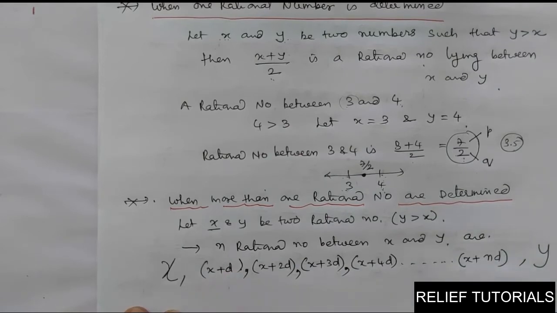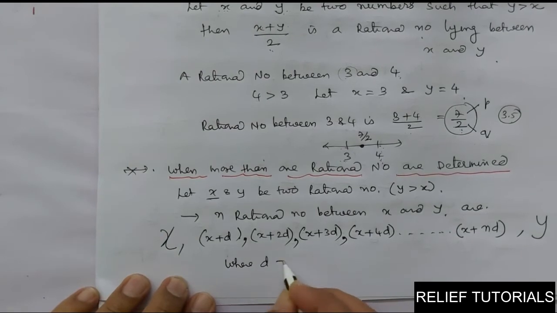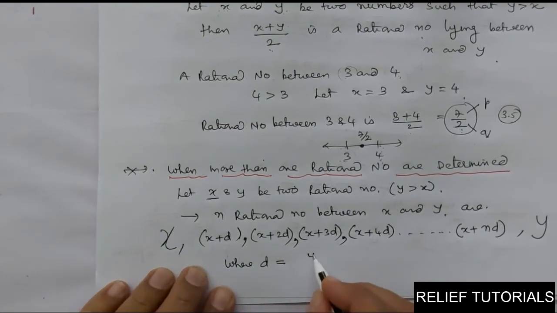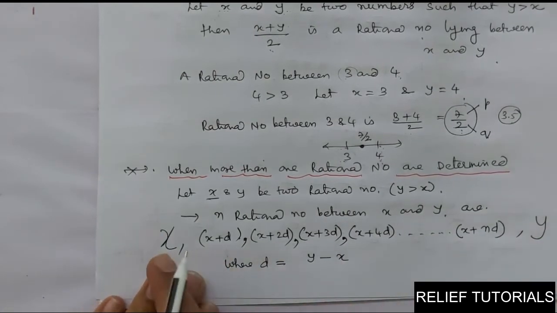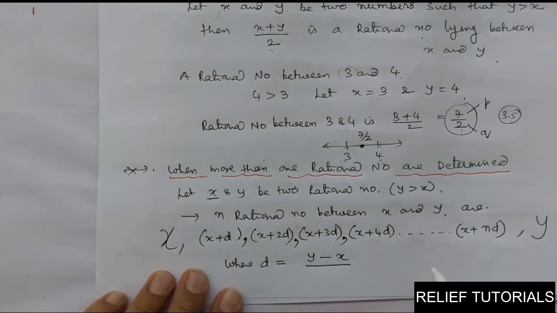Sir, what is d here? Question arises. So where d is y minus x. That is the difference of these two given numbers, y minus x. Y is bigger, x is smaller. So when you subtract a smaller number from a bigger number, you get a positive number.